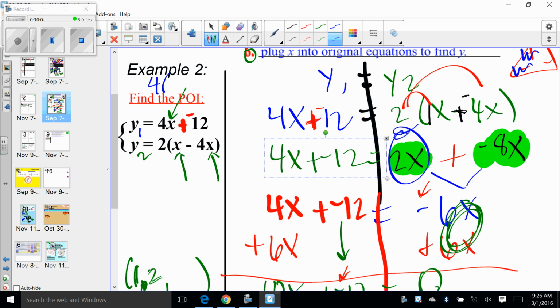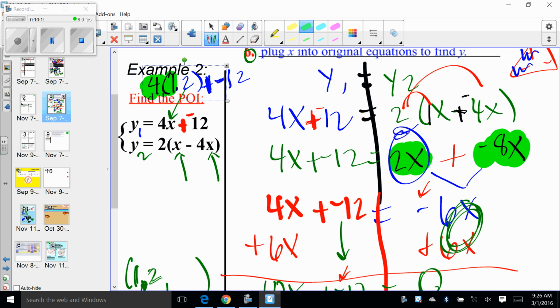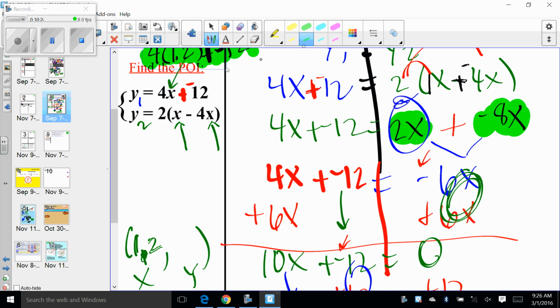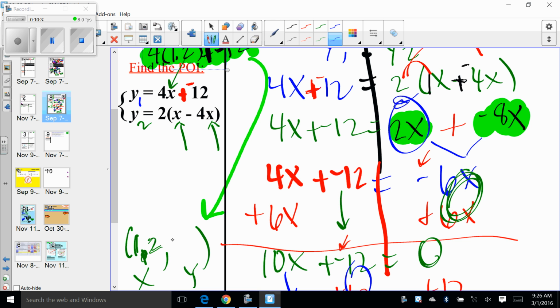So we would say 4 multiplied by 1.2, putting it in for x, plus negative 12. Go ahead and type that in your calculator. What I want you to type in your calculator right now is, when we substitute 1.2 in for x, we'd have 4 times 1.2 plus negative 12, and find out what we get. Everybody type that in right now. When you solve that, you should be getting an output, or a y value, of negative 7.2. So this would be my POI: 1.2 for the x and negative 7.2 for the y value.